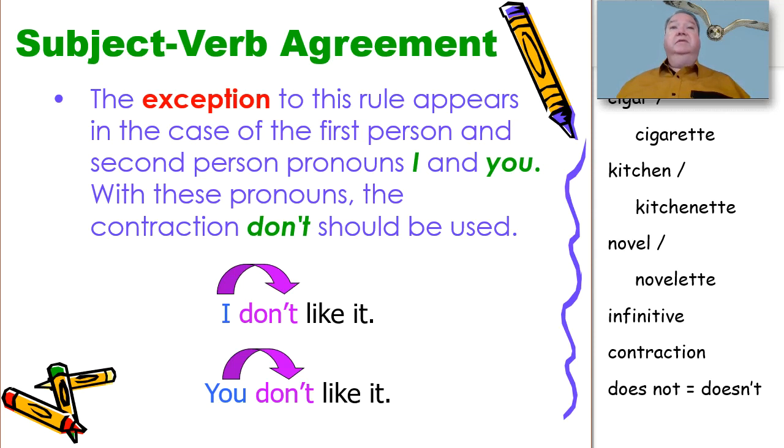With these pronouns, we use the contraction don't. Okay, that doesn't follow the previous rule. I don't like it. You try it. I don't like it. You don't like it. I don't, you don't.